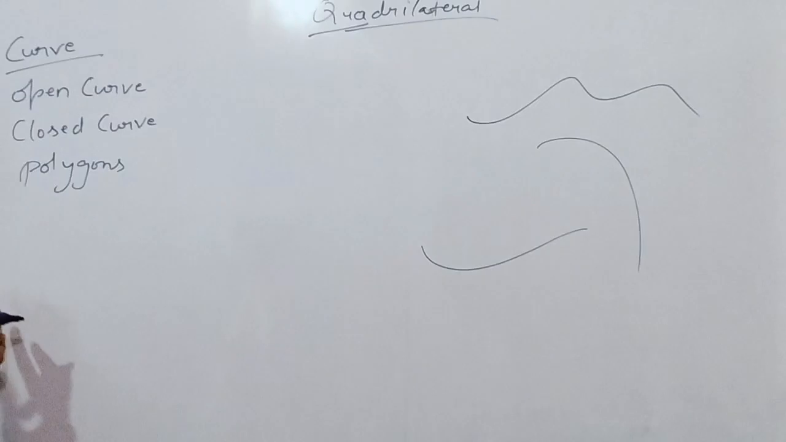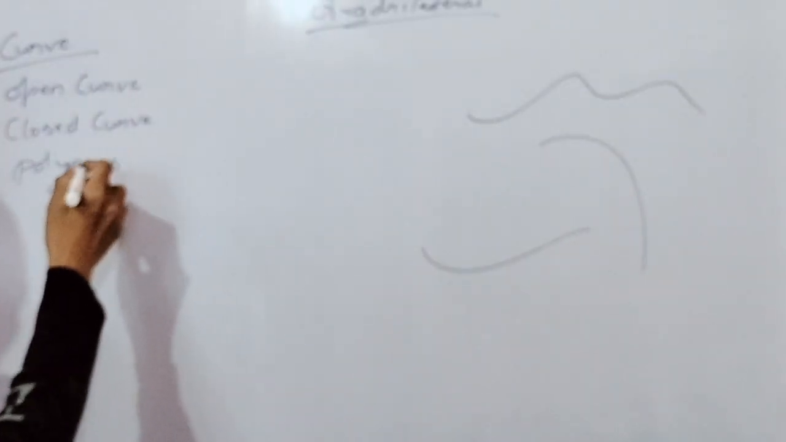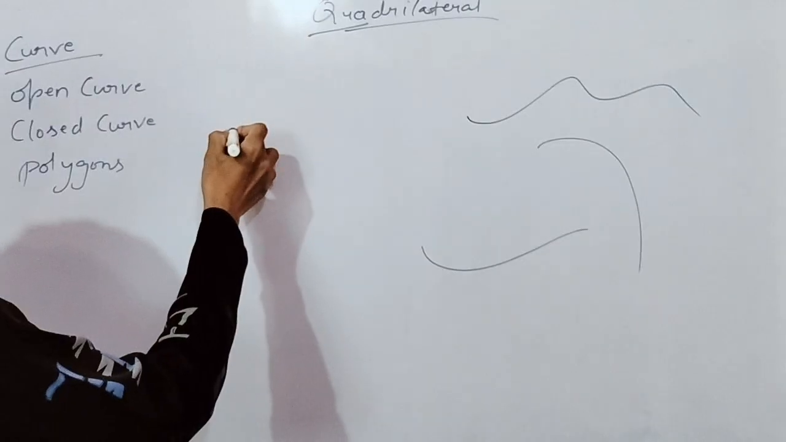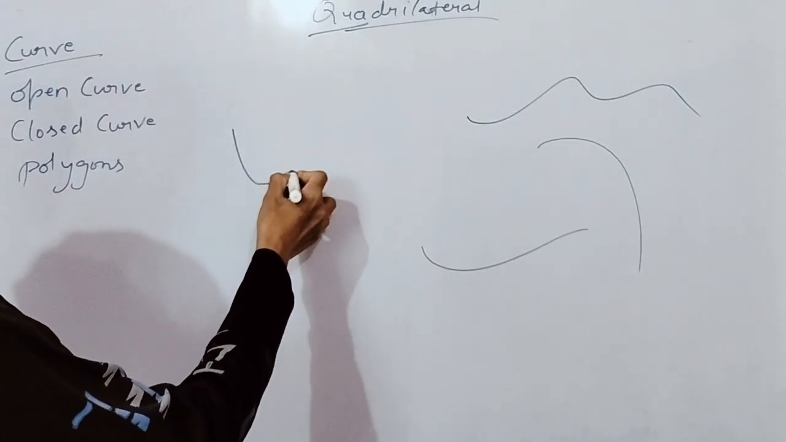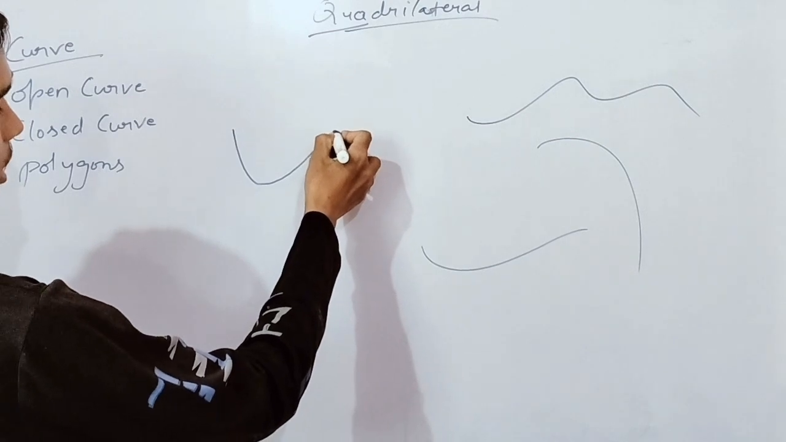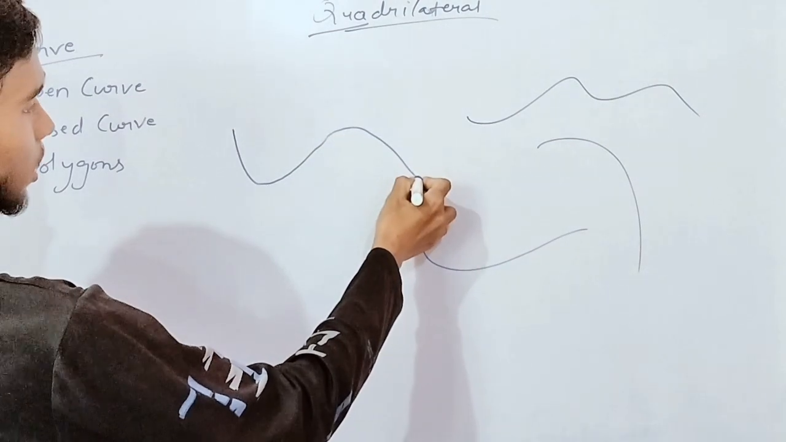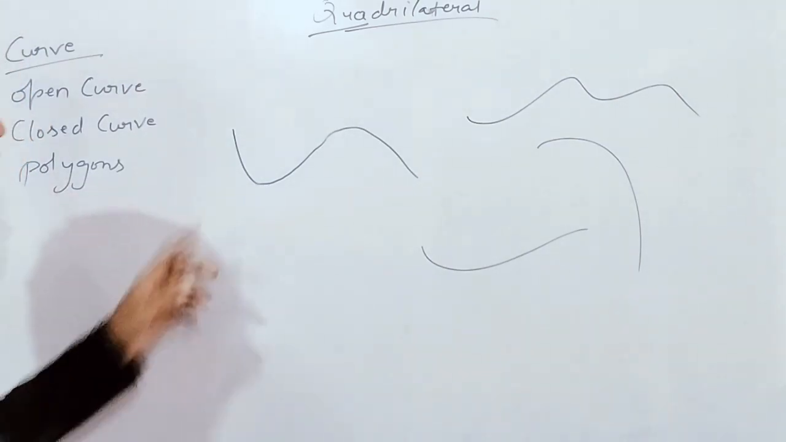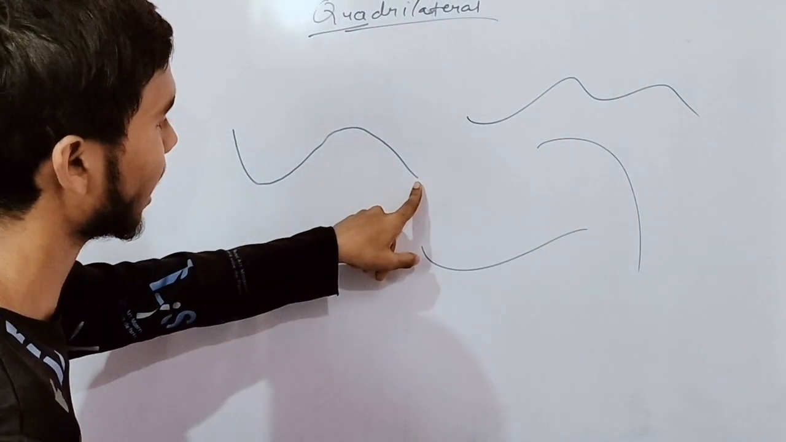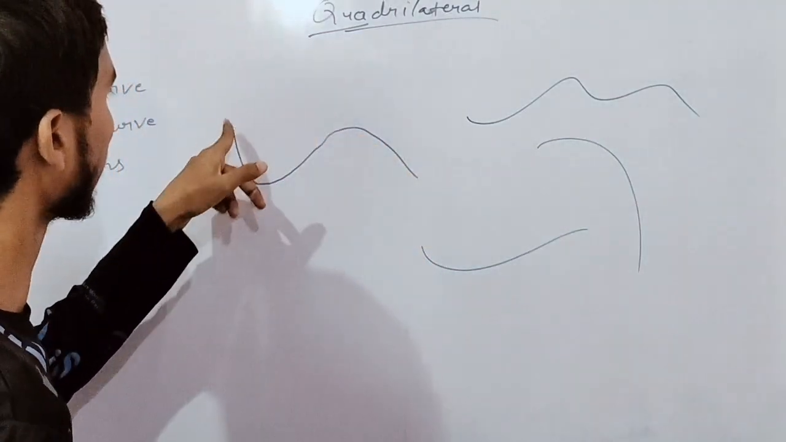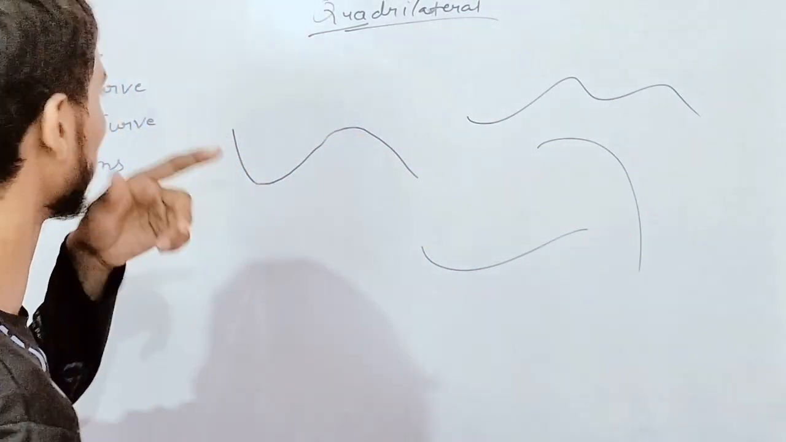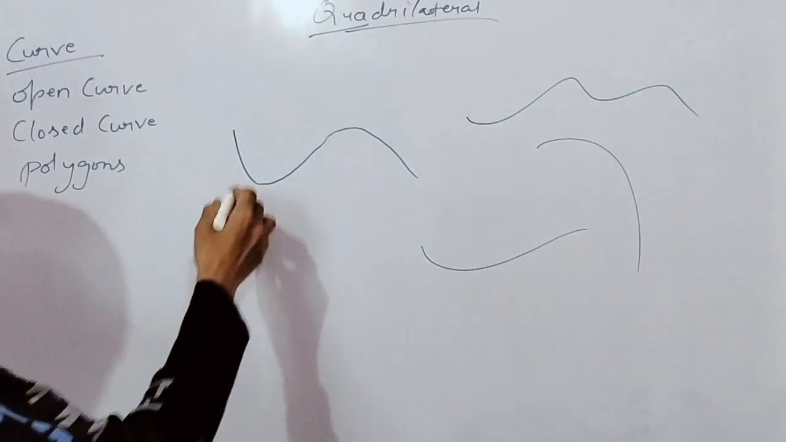Now, open curve, which means we will start from one point and there will not be any intersecting view, like that. So this is open. The last point is not at the initial point. That's why this is open.